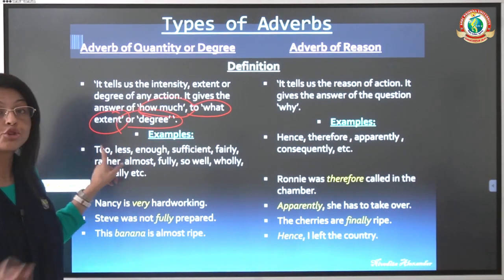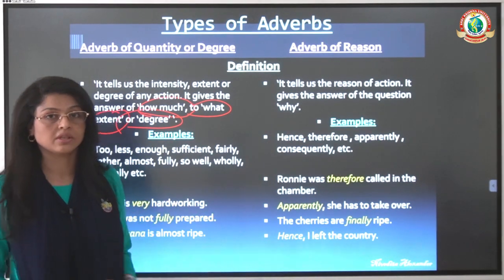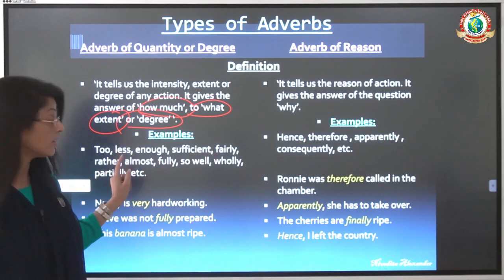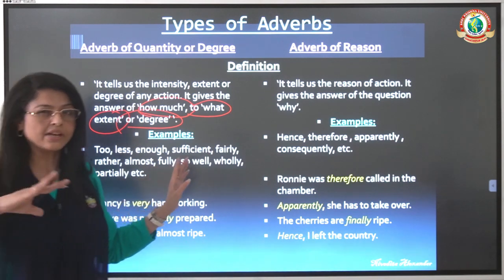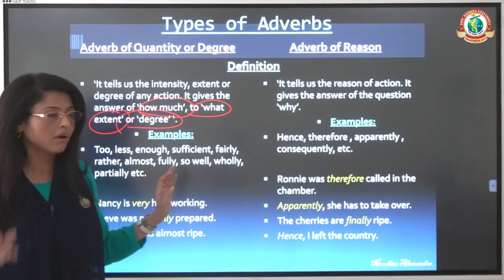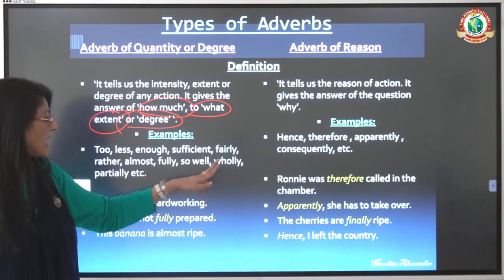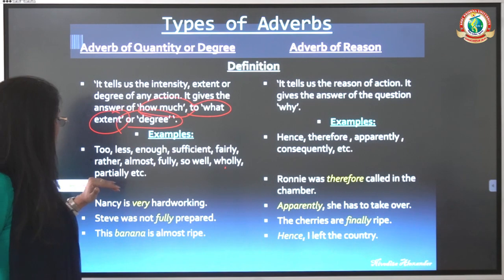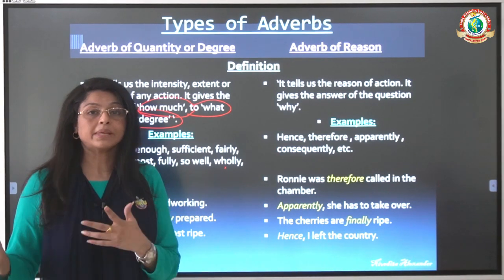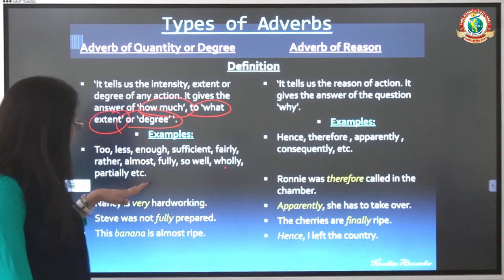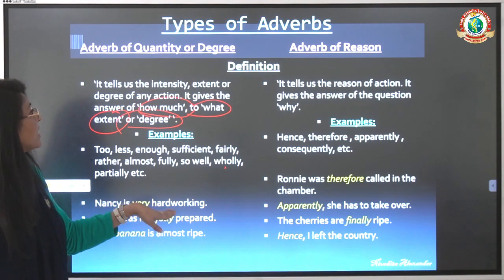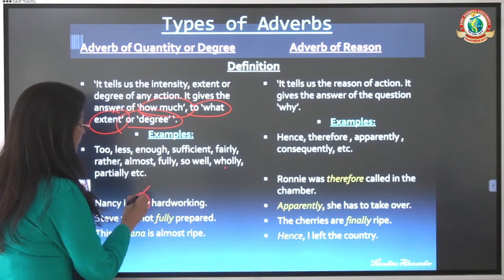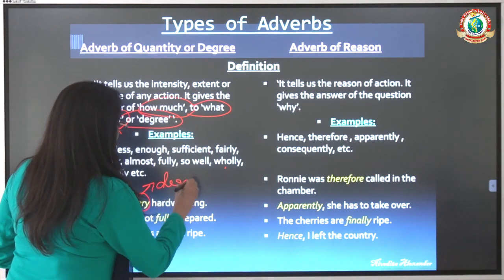Now too means a bit too much, okay, less, enough, sufficient, fairly, rather, almost, kind of almost, not completely but almost, fully, so, well, wholly, completely. Wholly means completely. Partially means not completed, you know, half, okay, etc. Nancy is very hardworking. Degree. Now see, this is the adverb of degree.